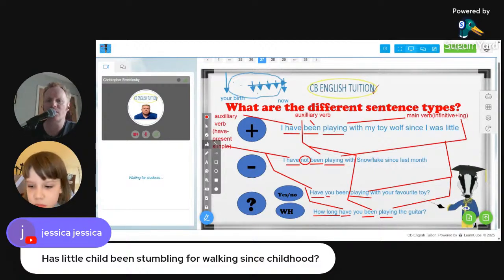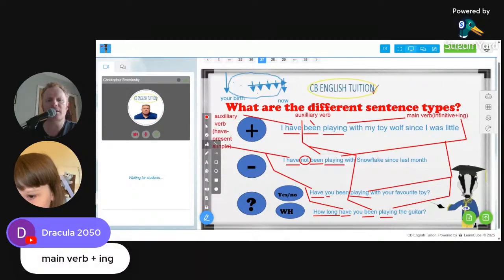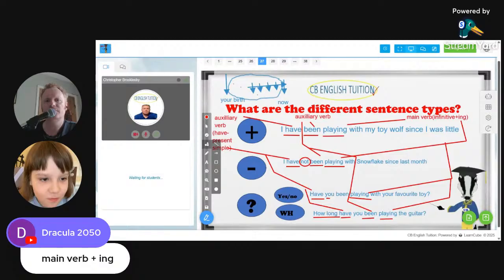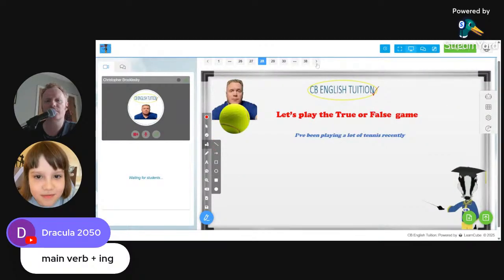Okay, any messages? Let me check my messages. Notes. Dracula has given us main verb plus ing. That's the main verb plus ing. Infinitive plus ing. Then we turn the page. What's next, Varvara? Do you know? Maybe a game. Let's find out. Oh, you're right.